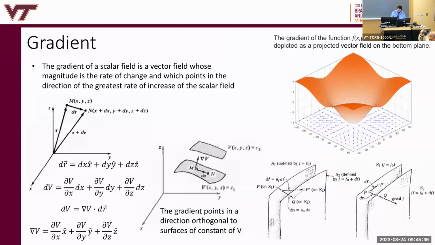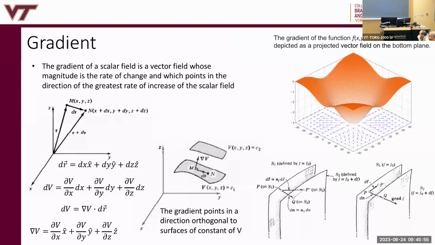We got to the gradient. So we define the gradient by measuring or calculating the change in a scalar field with respect to a displacement. So I have some point r, I want to change to r plus dr. I have a scalar field which I can evaluate.